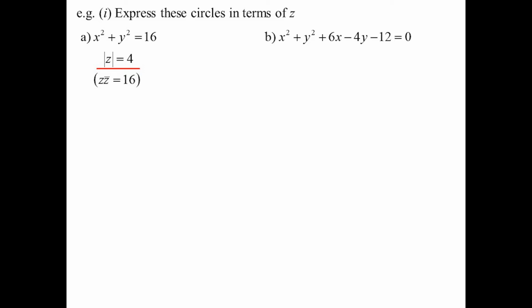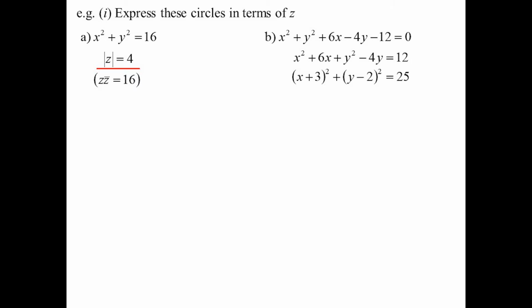This one here, well, we know it's going to be a circle because the highest power of x and y are both 2, and the coefficients are the same, but we're going to need to complete the square to work out where the centre is. So x squared plus 6x, well, half the coefficient of x would be 3, so x plus 3 squared. Y, half the coefficient of y is minus 2, y minus 2 squared. But of course that means we've added some constants. 3 squared's 9, 2 squared's 4, so we've added 13. So our number on the right hand side becomes 25, and there it is.